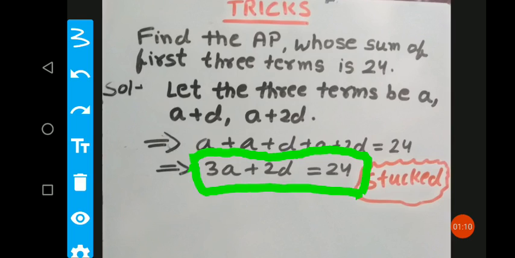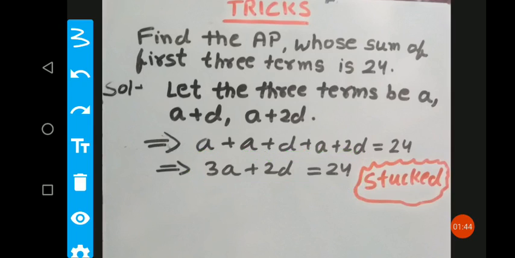After that, think. You will say that nothing else is given in the question. How can we proceed? How can we find out the AP? We cannot find out the AP. So what will you do? There is a trick to find out the AP when only a single thing is given to you. So let's learn that trick.